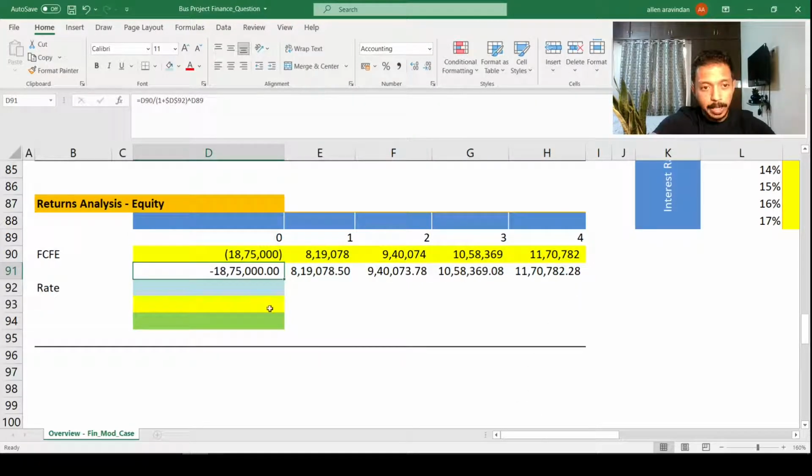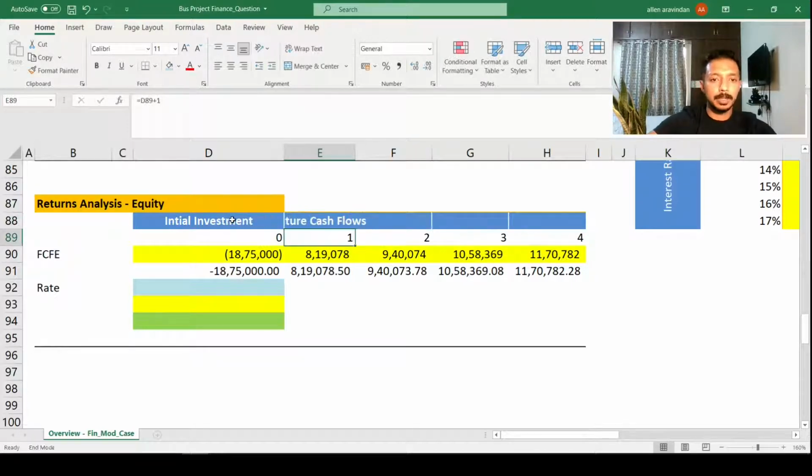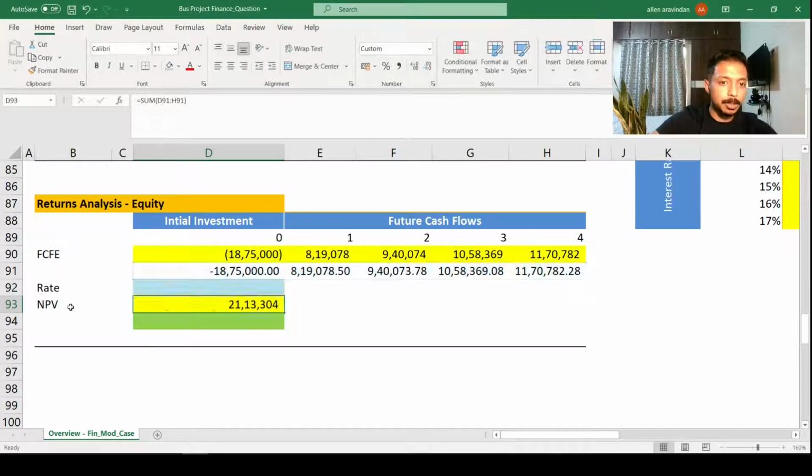But what if I were to tell you that there was a rate which could equalize the initial investment to the future cash flows, right? So just a simple rate which could make the initial investment equal to the future cash flows. So that means if there was such a rate, the addition of all of this should come to zero, right? In other words, when I say equalize, I mean NPV should become zero, right? For now it is not zero because my rate is also not figured out, right?